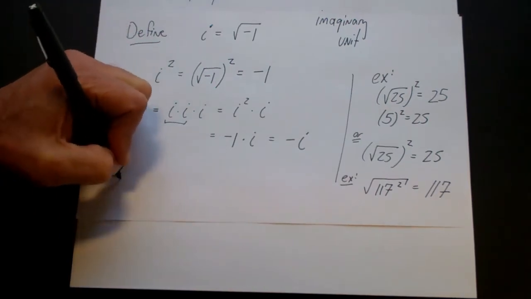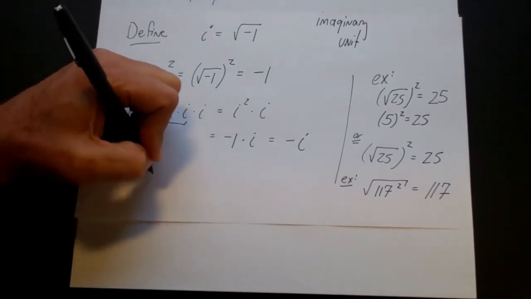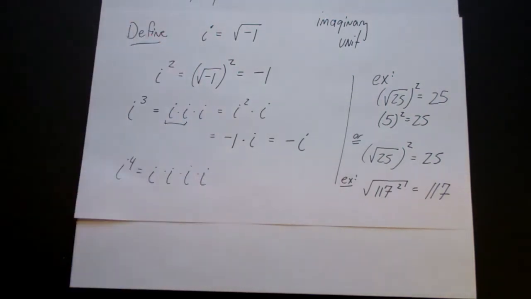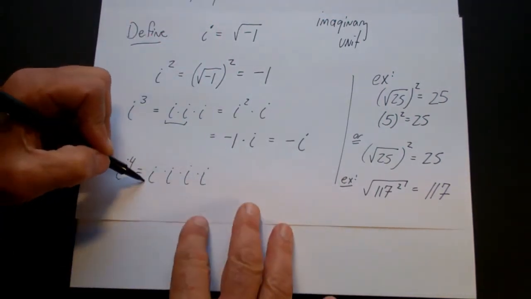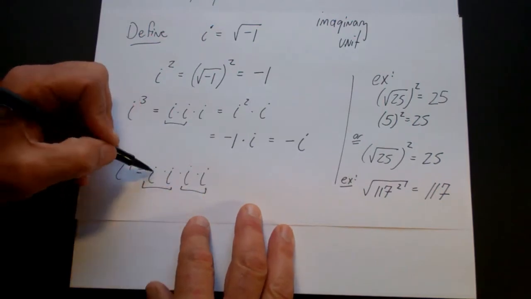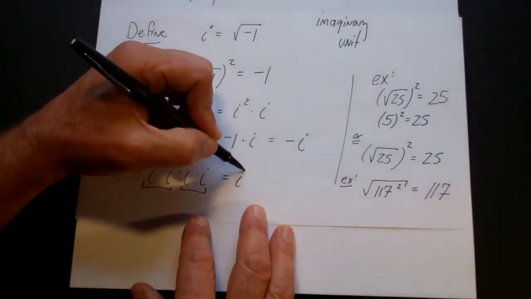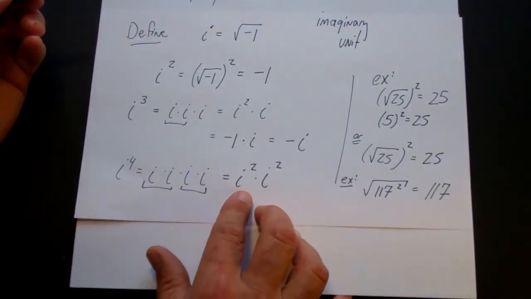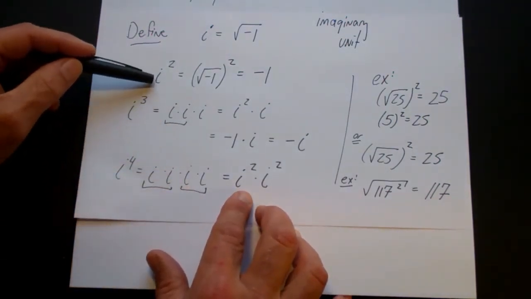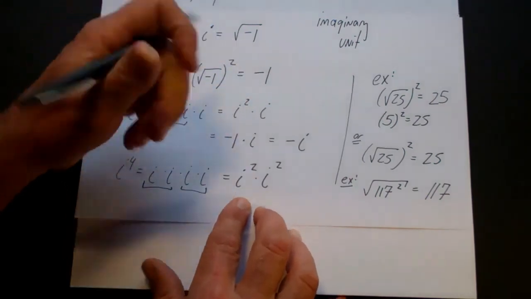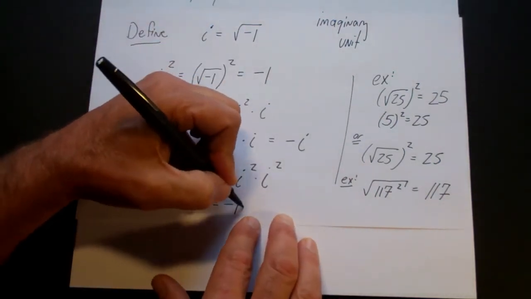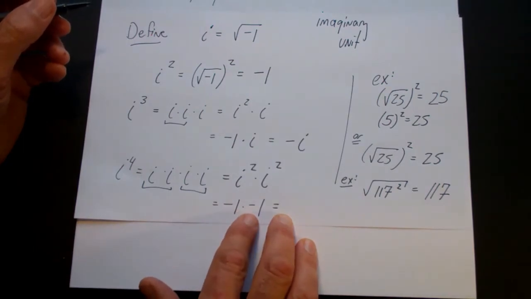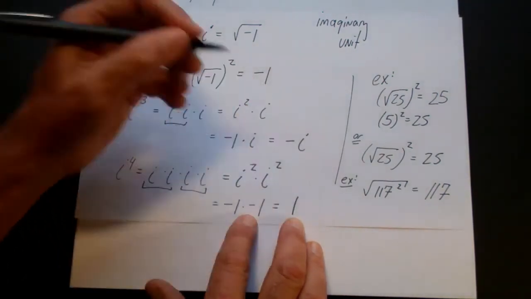Let's do I to the fourth. I to the fourth, of course, is I times I times I times I. Or, another way to say it, I times I is I squared, so that's I squared times I squared. Now what is I squared? Looking at our previous work, I squared is equal to minus 1, so therefore we have minus 1 times minus 1. Negative times a negative is a positive, and 1 times 1 is 1.